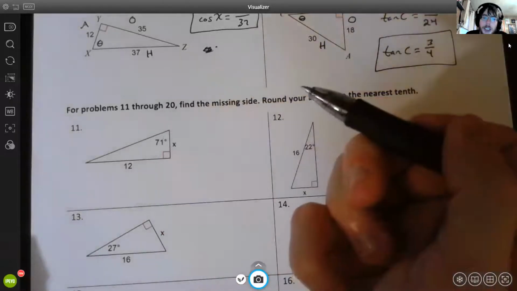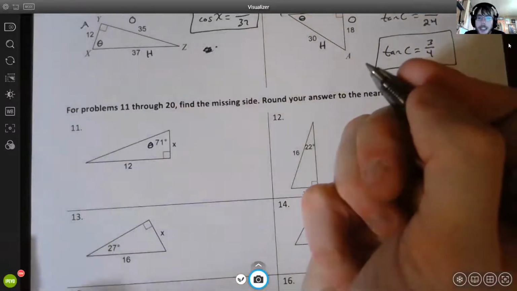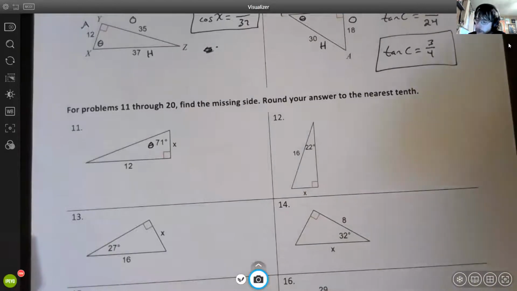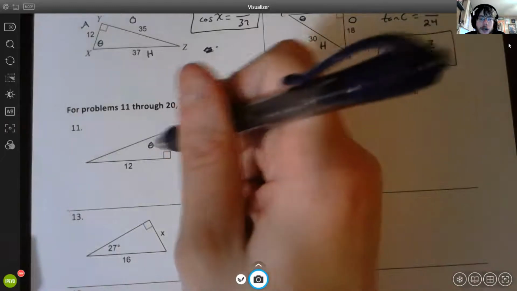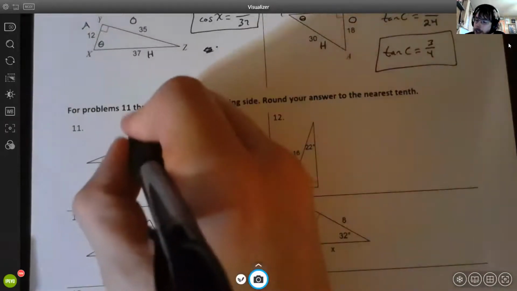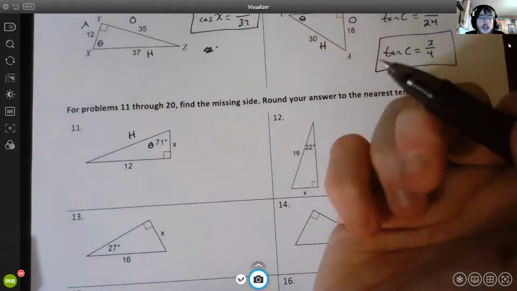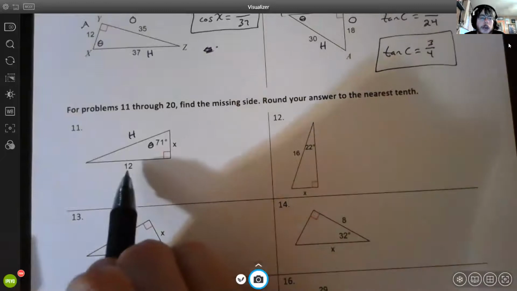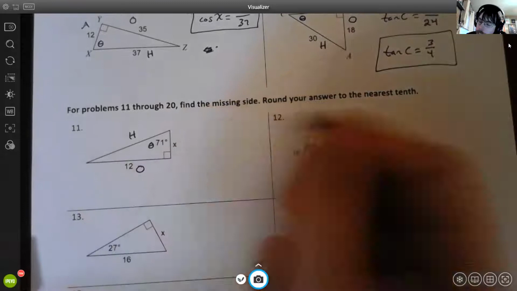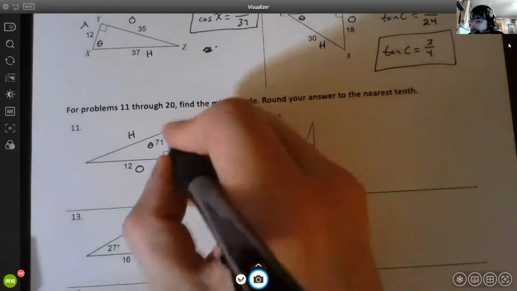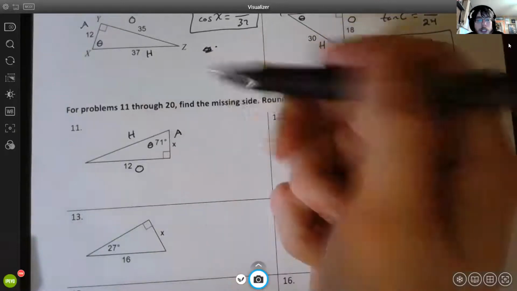So 71 degrees in number 11 would be our theta. Now theta here, if we want to find our hypotenuse, well, our hypotenuse is opposite the right angle, and you'll see that it doesn't have anything on it, so we're not going to end up using it, but you can go ahead and label it if you want. Next up, 12 does not touch theta, and it's one of the legs, so that means 12 is the opposite side, which makes x the adjacent side. So h doesn't have anything labeled on it, so we're not going to use it.